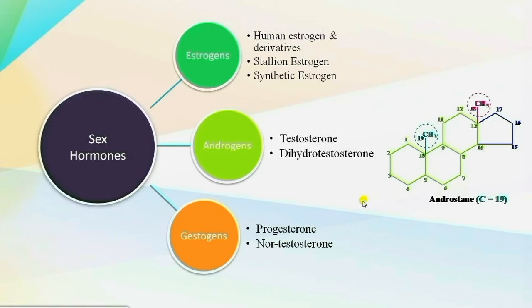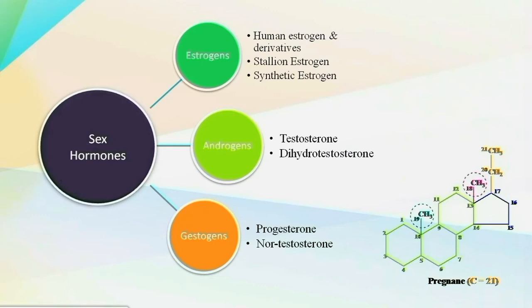Next is gestrogens. Examples are progesterone and nortestosterone. When we are talking about gestrogens, we have to consider the pregnane nucleus, and pregnane contains 21 carbon atoms. Basic skeleton is the same as that of androstane. Only at the 17th position we have to attach an ethyl group and we will get the structure of pregnane.